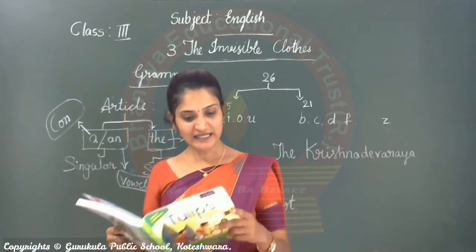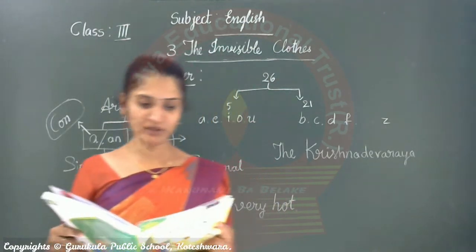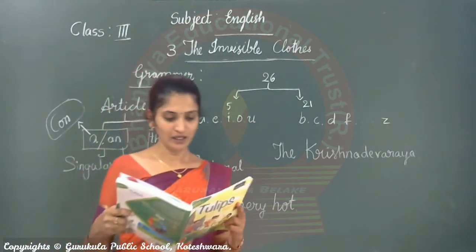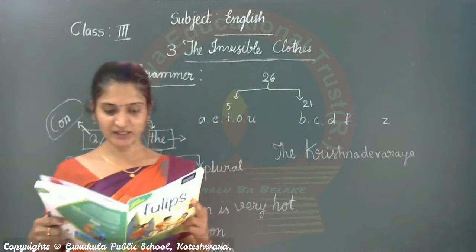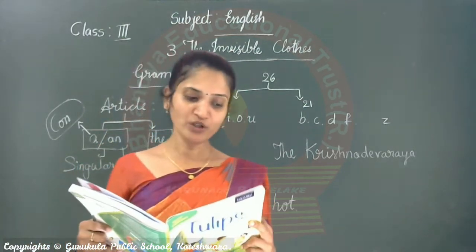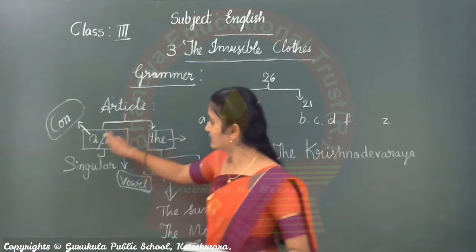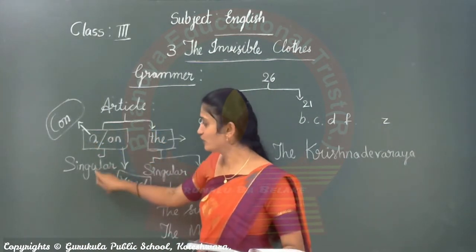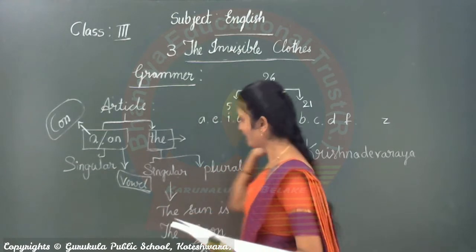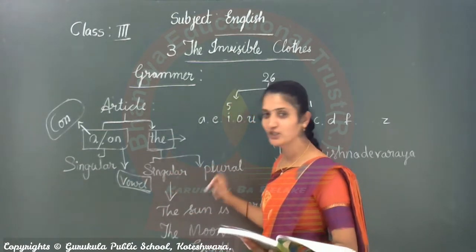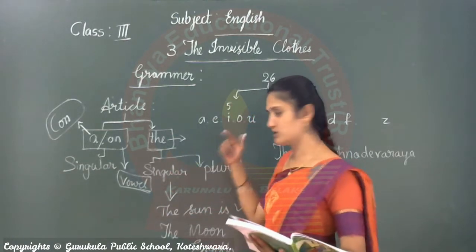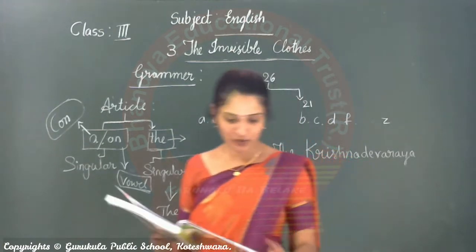"The" is an article that is used before a particular person, place or thing. It is used with both singular and plural nouns. What I said, the article "a" we use only for the singular, right? But this "the" we use for both singular and plural. Okay. Here they give some examples.